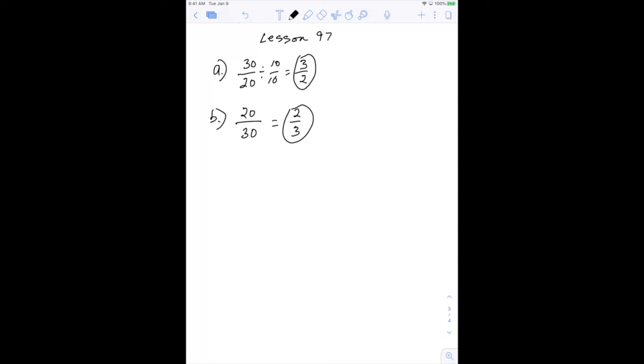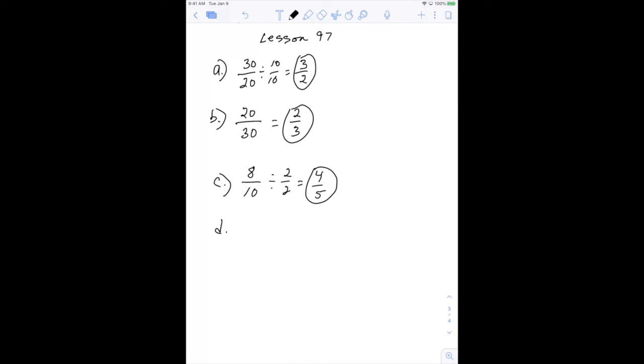Next, they say there were 8 red socks and 10 blue socks in George's drawer. All right, let's look at C. What is the ratio of red socks to blue socks? Well, there were 8 red ones and 10 blue ones, and red is mentioned first, so that's going to be our numerator. And blue were 10, and that's going to be our denominator. Let's reduce that. Okay, the ratio of red socks to blue socks is 4 to 5.